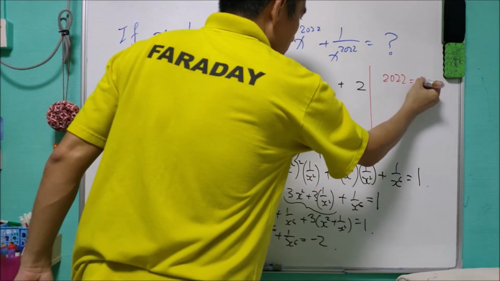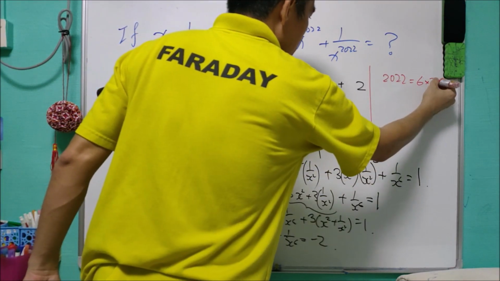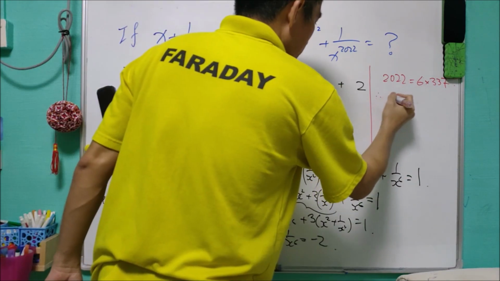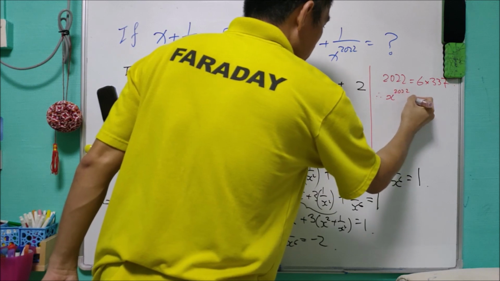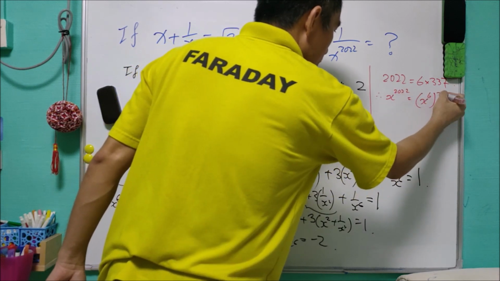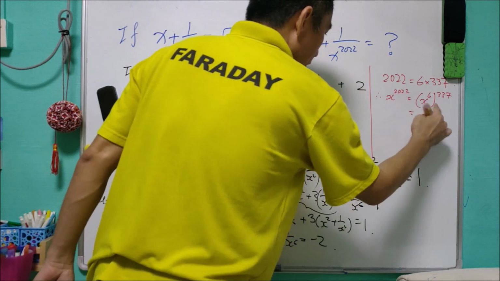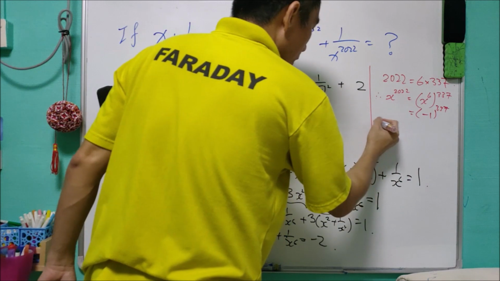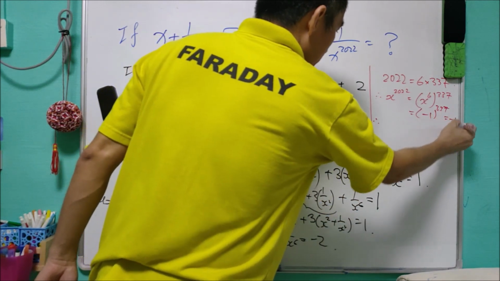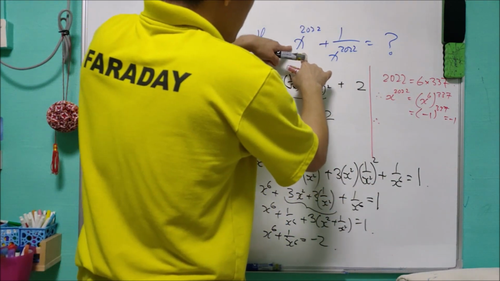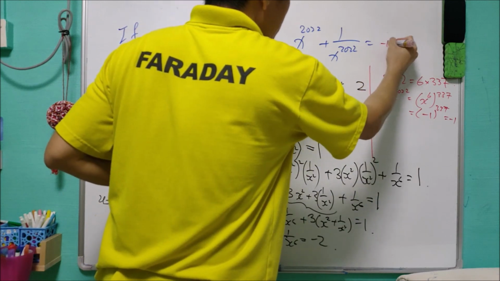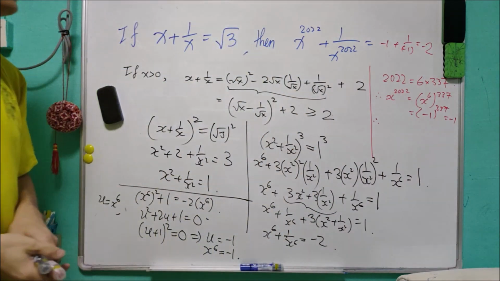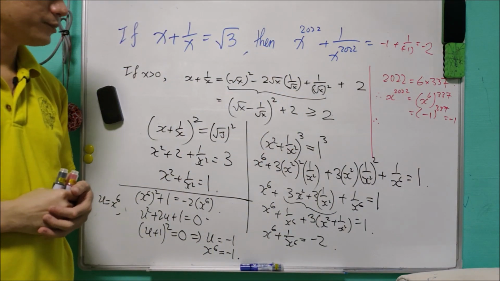2022 is actually equal to 6 times 337. And therefore, x to the power of 2022 equals (x to the power 6) to the power 337. x to the power 6 equals negative 1. So negative 1 to the power of 337, and therefore it is equal to negative 1. So this is equal to negative 1 plus 1 over negative 1, and therefore the answer is negative 2.